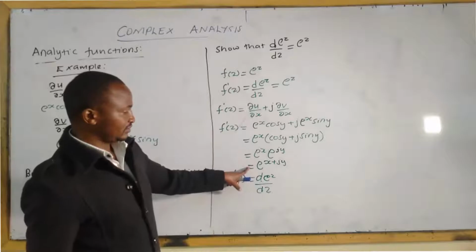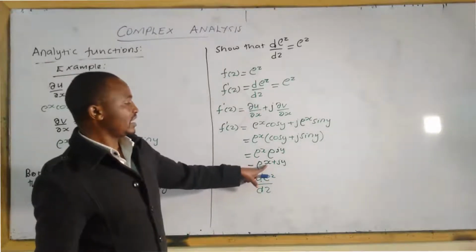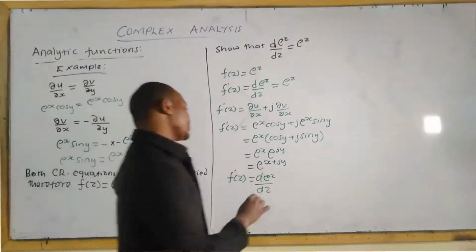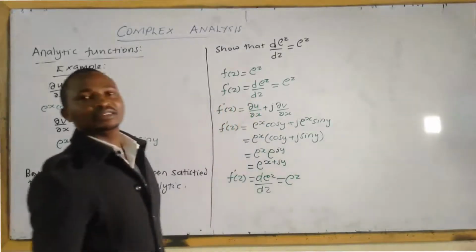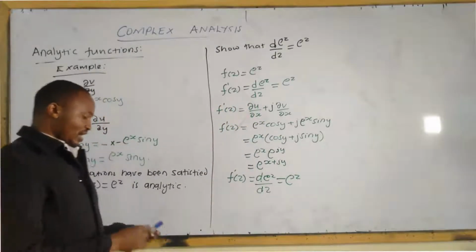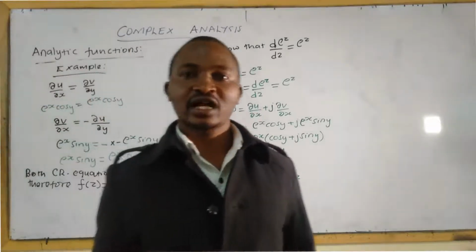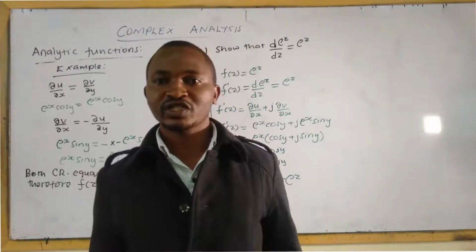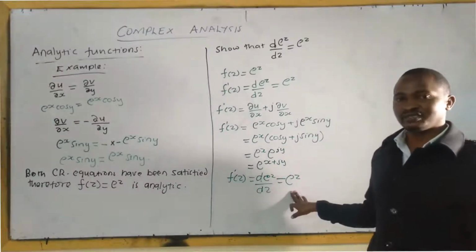This one, exponential x plus jy, notice x plus jy is z. So you can simply say now it is exponential z. Therefore, we have proved, one, that the function exponential z is analytic, and secondly, that the first order derivative of exponential z with respect to z is exponential z.